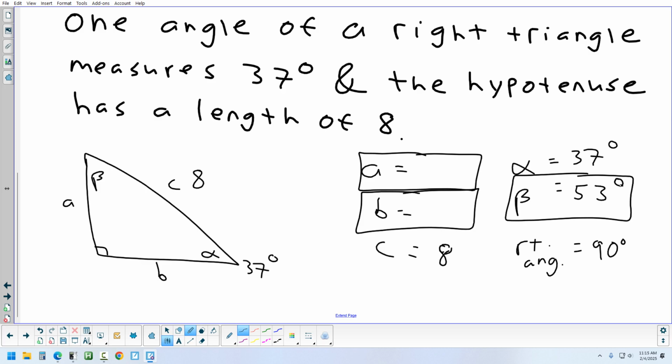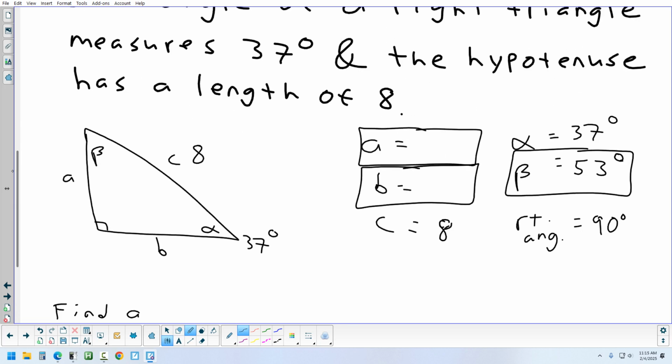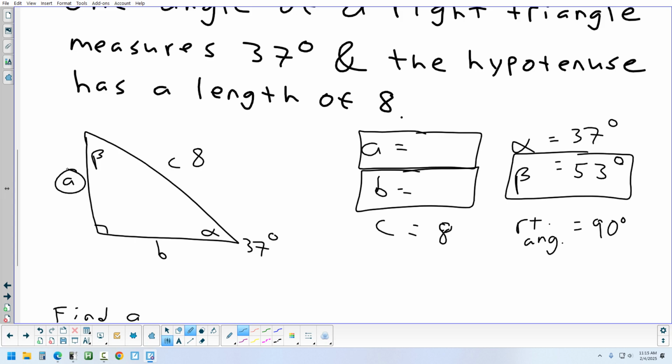All right, now we're going to find A and B. The order that you find A and B in doesn't matter. We're finding everything separately, so you can do technically anything in any order. All right, let's do A first. I want to find A, so I'm going to circle that.